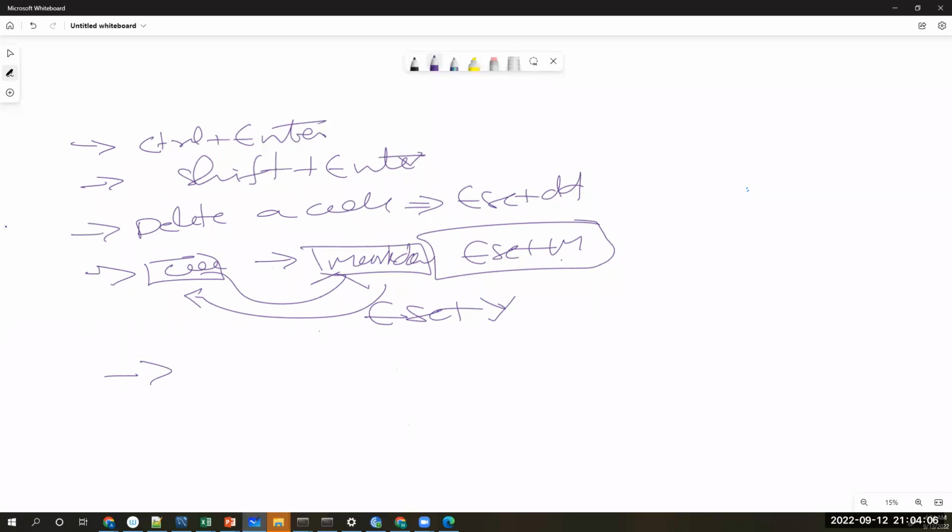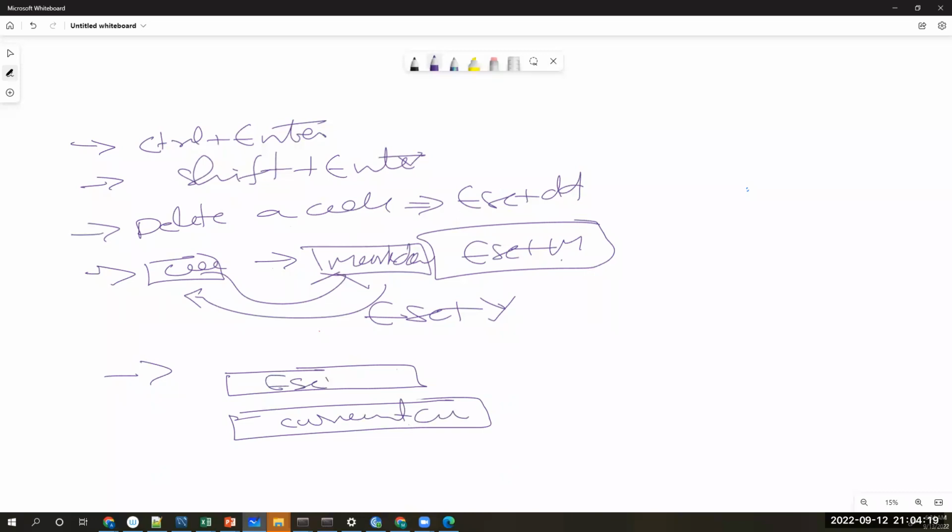Remia, how are you going to create a cell above the current cell? Escape plus A, and below is Escape plus B. Okay, right.